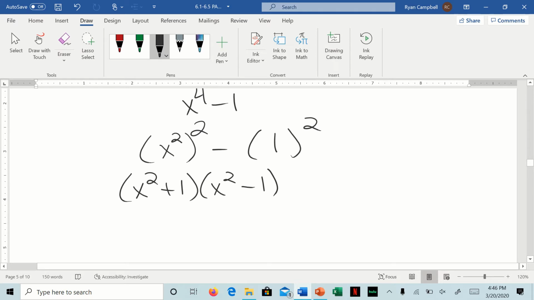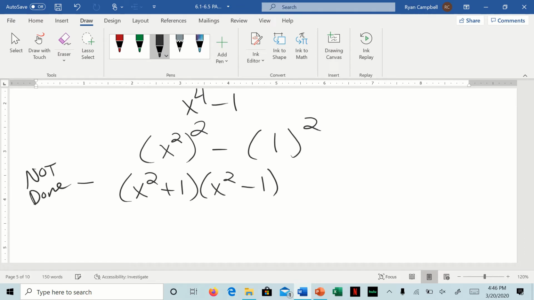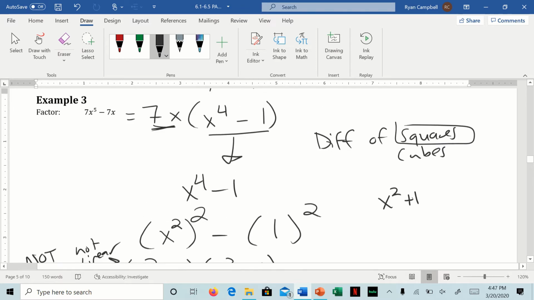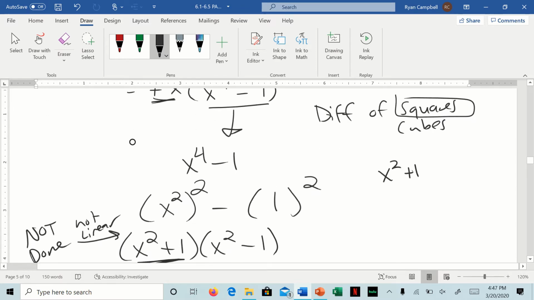We are not done. Why are we not done? Because these are not linear. So we need to check both of these as well. So let's check x squared plus 1. This isn't the difference of squares, so there is no difference of squares here, right? There's no sum of squares.